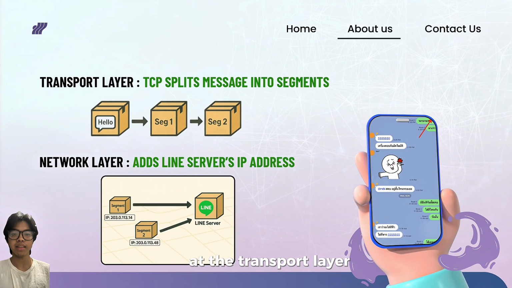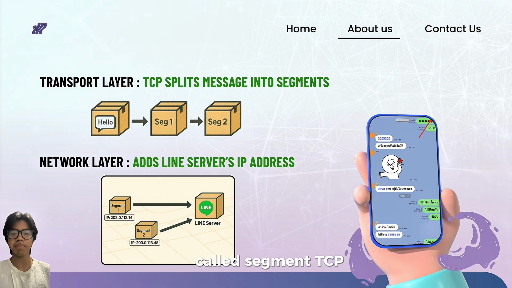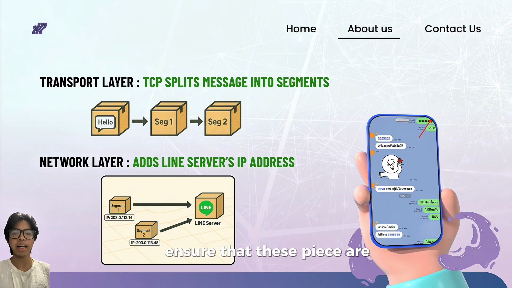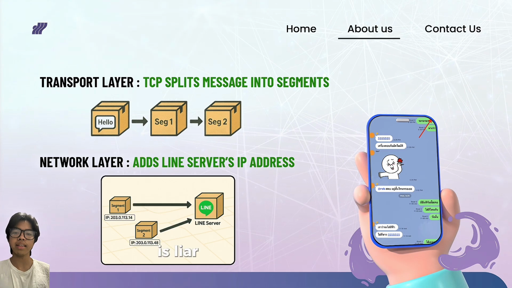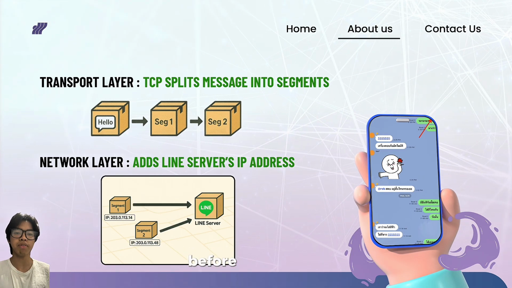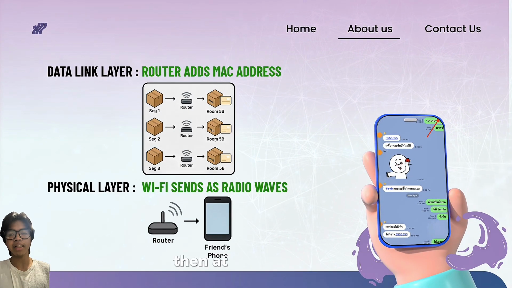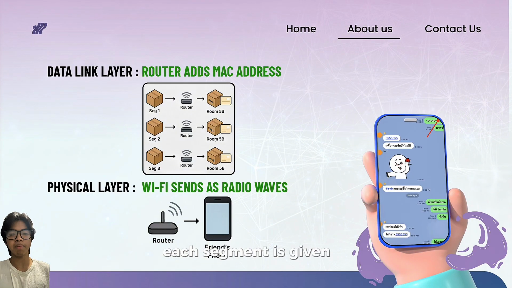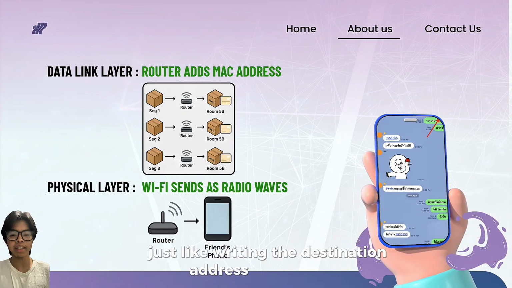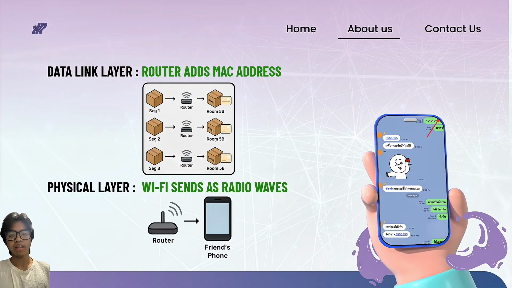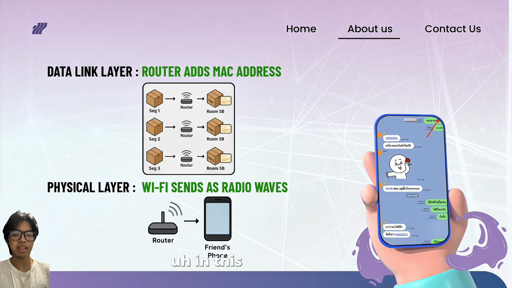At the transport layer, the message is broken down into smaller pieces called segments. TCP ensures that these pieces are delivered reliably and in the right order. It's like splitting a package into smaller boxes before shipping them. Then at the network layer, each segment is given an IP address, just like writing the destination address on every box. This ensures the data knows exactly which server it should reach, in this case, the Line server.